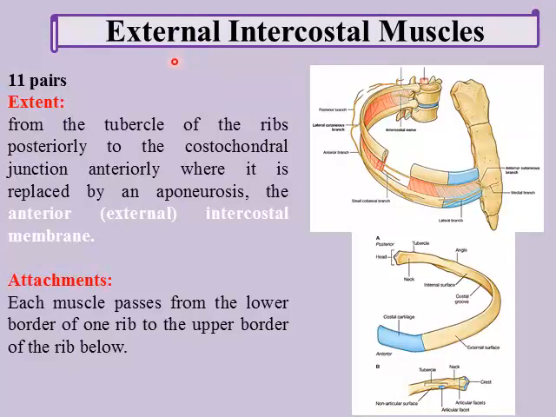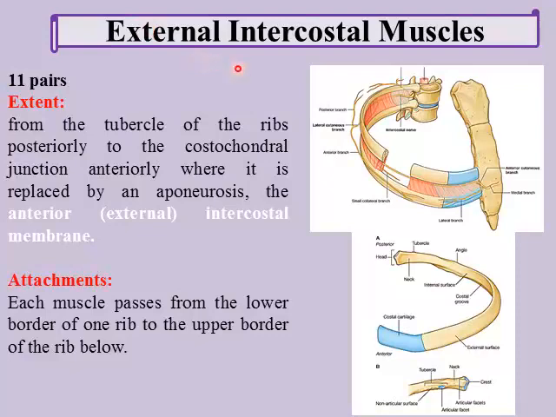While we are going to study the intercostal muscles, we have 2 items: extent and attachments. We have to know their extent and their attachment. The extent is from where this muscle begins and the direction of the running of its fibers till it ends. This is what is called extent.